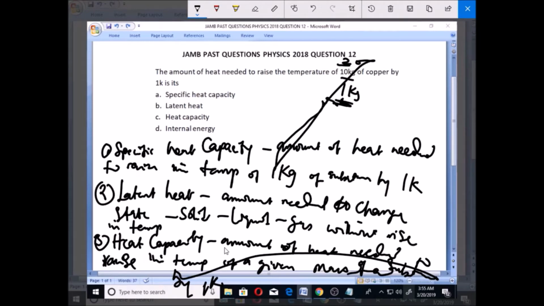Whereas internal energy is the energy due to the molecular bonding. So internal energy is the energy due to the molecular bonding.